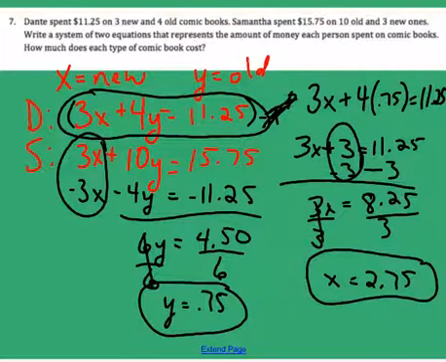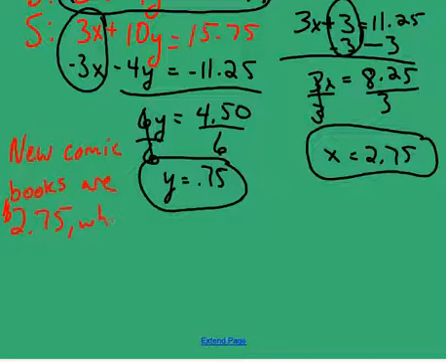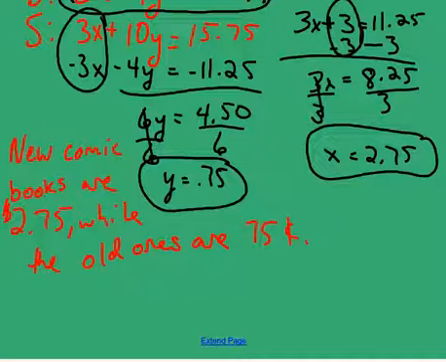Where's my extend page? Boom. Extend page. What does it ask me to find? How much does each type of comic book cost? New comic books are $2.75, while the old ones are 75 cents. I don't know, does anybody ever see the 75-cent sign anymore? I just wanted to write that sentence there. Make sure you're doing that on the quiz.